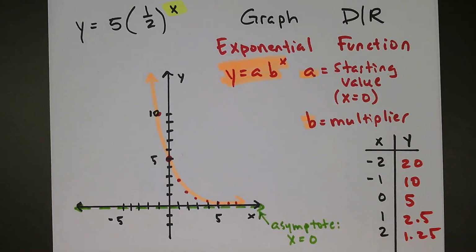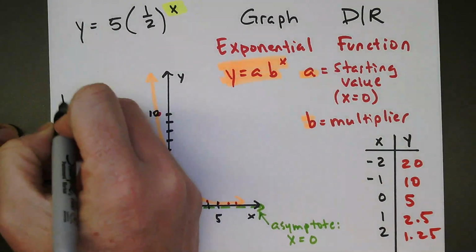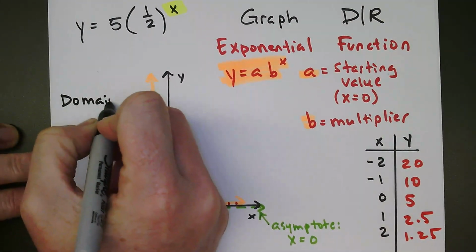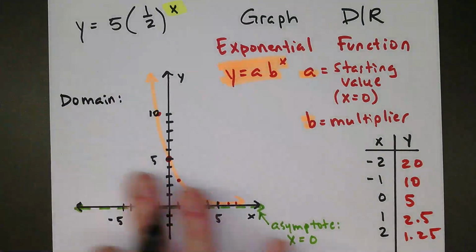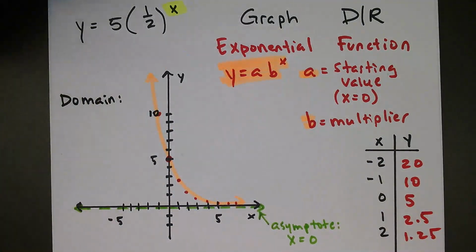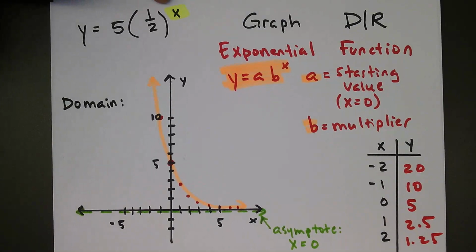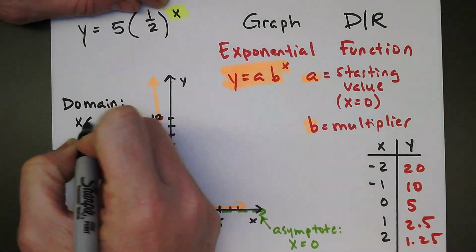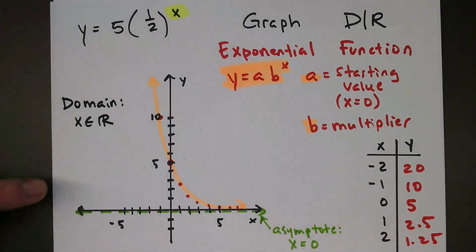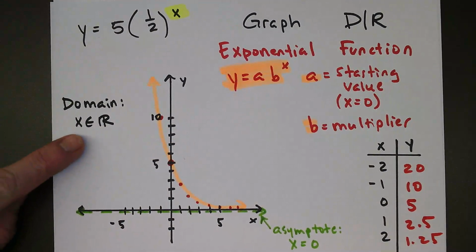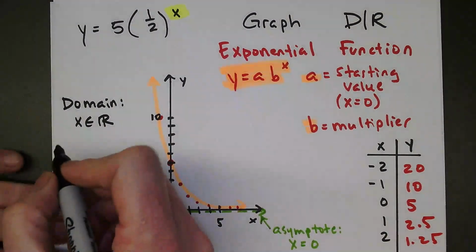Okay, so now the last thing that we need to identify is the domain and range. And the domain for this function, this curve is going to go forever to the left and the right. There is no restriction on what I can input for x. I can do any value. So the domain is all real numbers. X is all real numbers. And that's one of the notations for it. X is an element of the real number set.